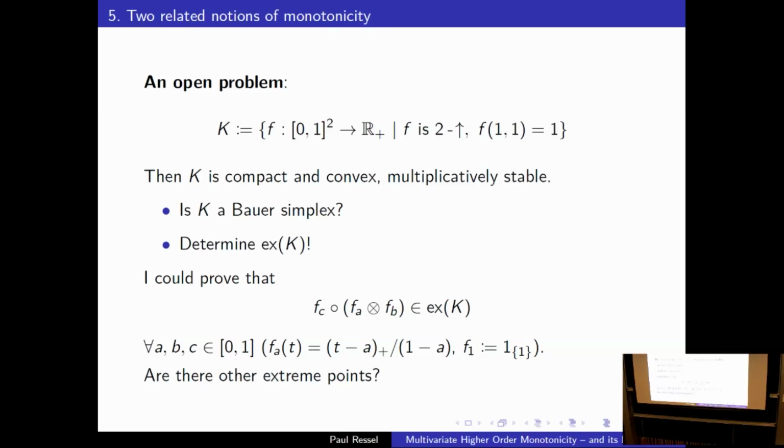I could prove, and already this is everything but trivial, if I take these functions which I defined at the beginning, these functions f_a, f_b, if I compose one of them with the tensor product of the other one, then these functions are in fact extreme points, but that's all for the time being. So if anyone would have any idea on that, I would be very glad.